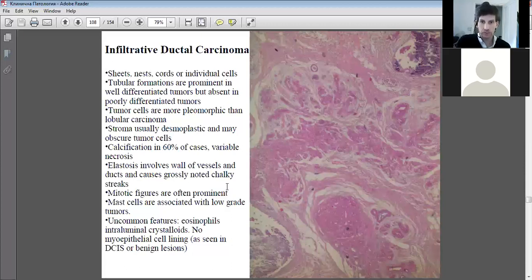Calcification can occur. Let's see if we can find some calcified deposits. Not so much evident here, more up here. Calcified mass is over here. Calcification is occurring around these darker areas. Good example of necrosis at the top right-hand side. Mitotic figures are often prominent. Disruptive mitosis. Yes, mitotic figures means disruptive cell division, if you like. Eosinophils.